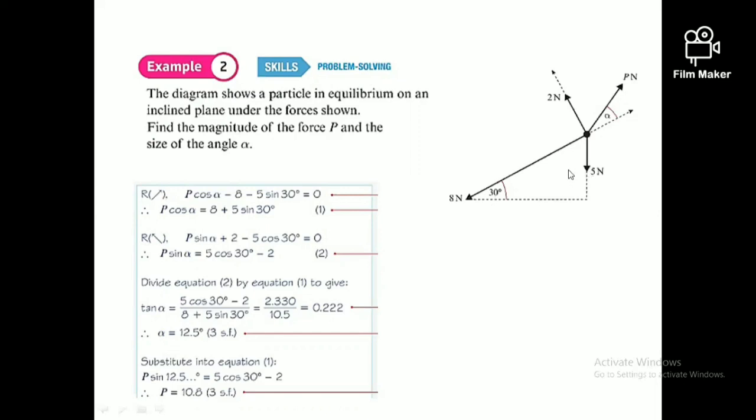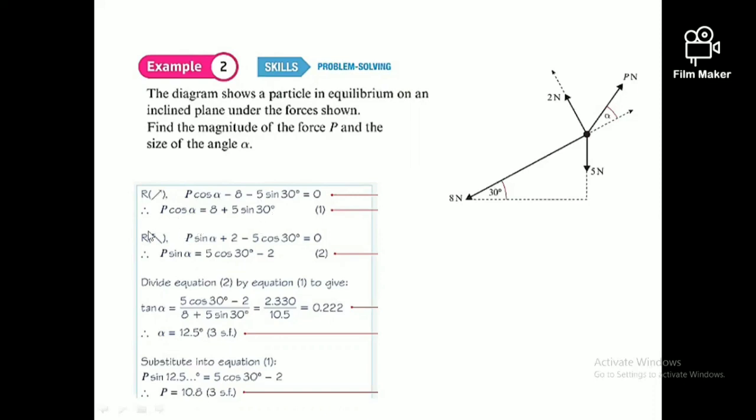And the component from here is 5 sine alpha, no, 5 sine 30, not alpha, it should be 30. And with that, P cos alpha minus 8 minus 5 sine 30 equals 0. Why does it equal 0? Because it's in equilibrium. With that, you can say P cos alpha equals 8 plus 5 sine 30, right?